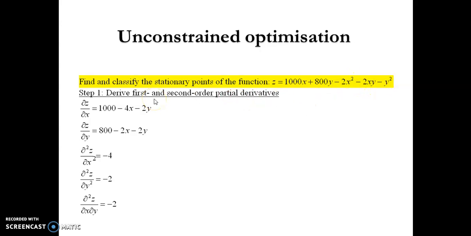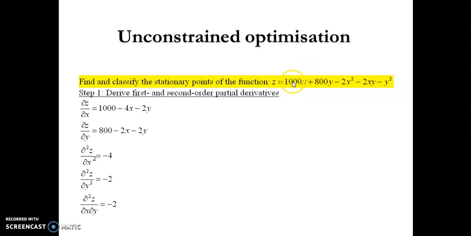So in order to solve this optimization problem, you first need to find your first and second order partial derivatives. These two are your first order partial derivatives, and these over here are your second order partial derivatives. So this is partial dz by dx. Getting your first order partial of this function z with respect to x, treating y as a constant, that is the answer, but let's look at how we got it.